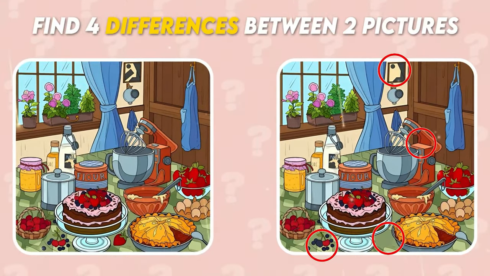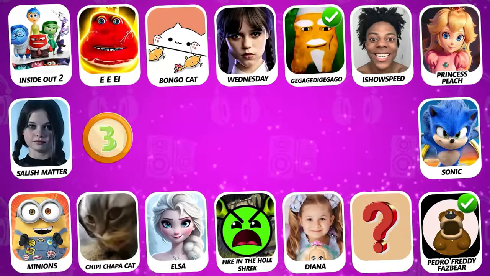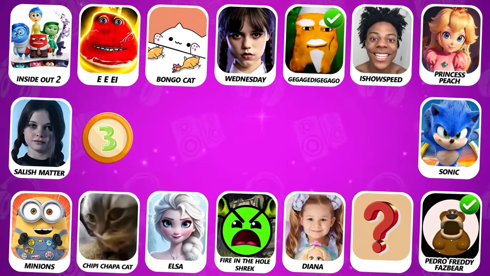Amazing job! You found all four differences perfectly! Number 3. What character can this be?